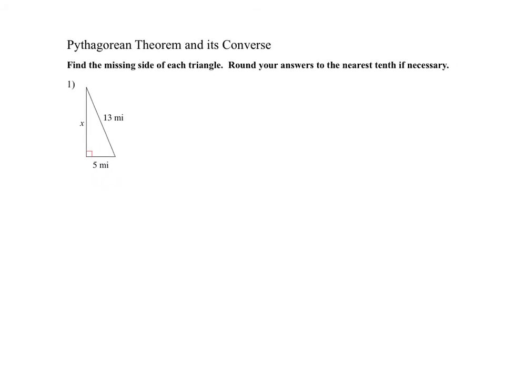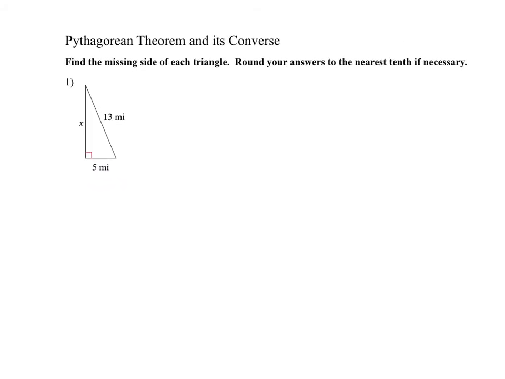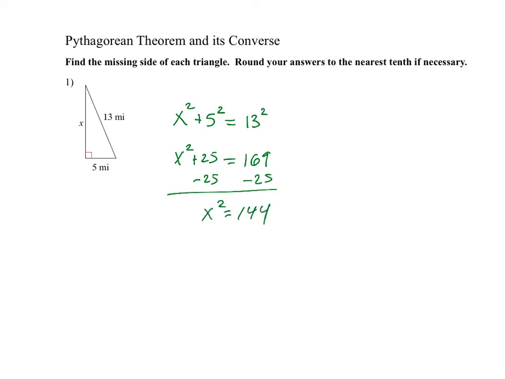So I'm going to start by finding the missing side of each triangle. Right? So I'm going to start by writing this one. So again, the sum of the legs squared equals the hypotenuse squared, right? So x squared plus 25 equals 169. So minus 25, x squared equals 144. And the square root on both sides, so x equals 12 miles.